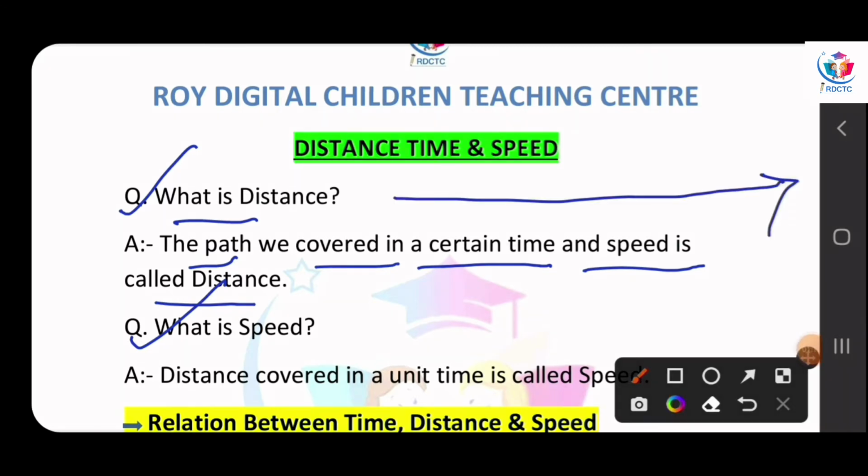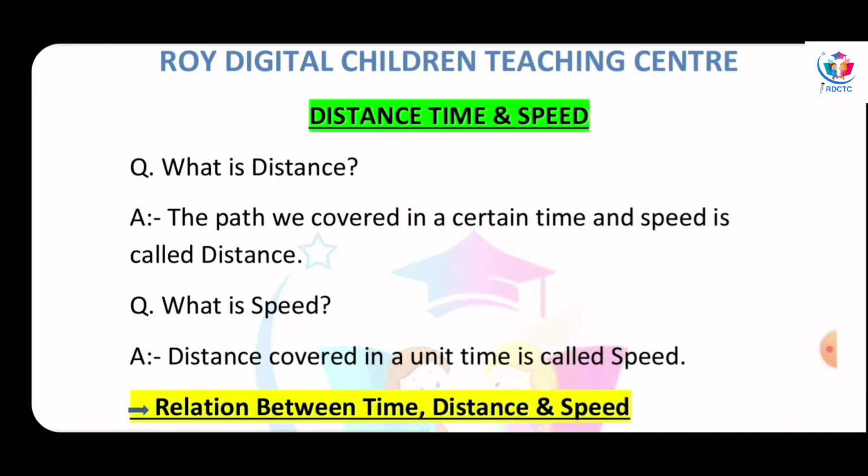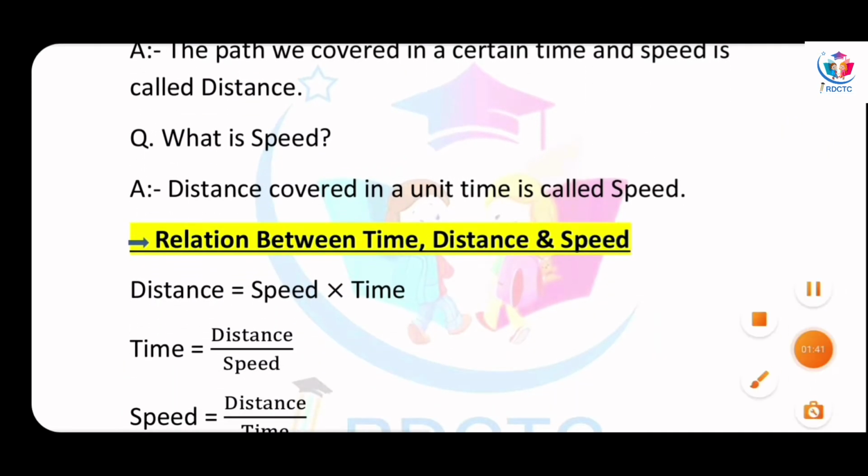Suppose it is a road, and you cover the road in a certain time and at a certain speed, then it is called the distance. We find out the distance with the help of time and speed. That is why time and speed are mentioned in the definition. Next we see what speed is.